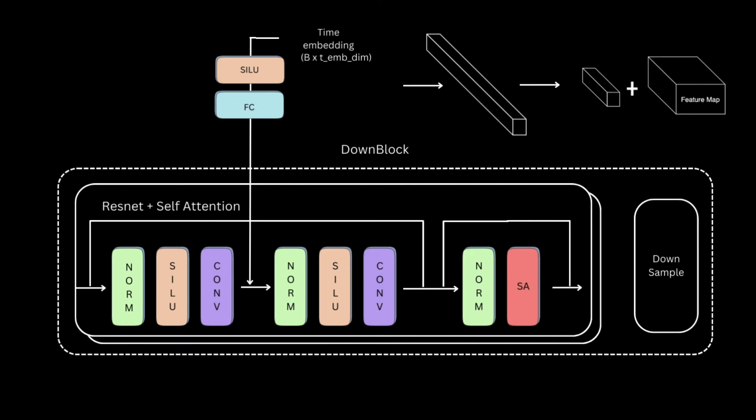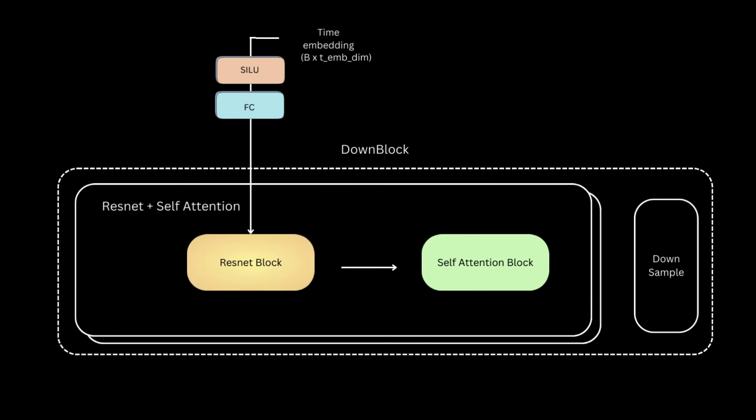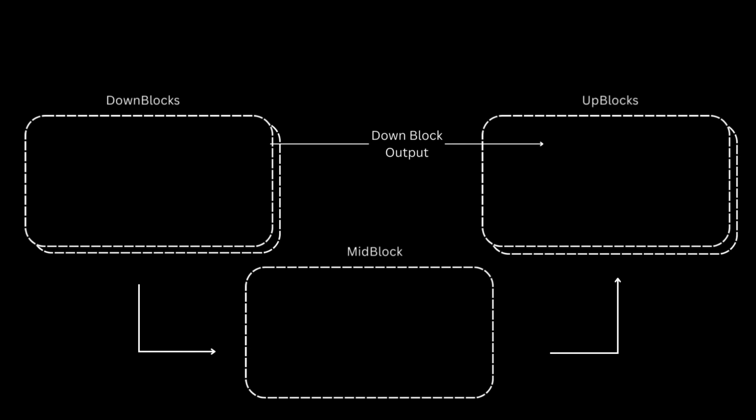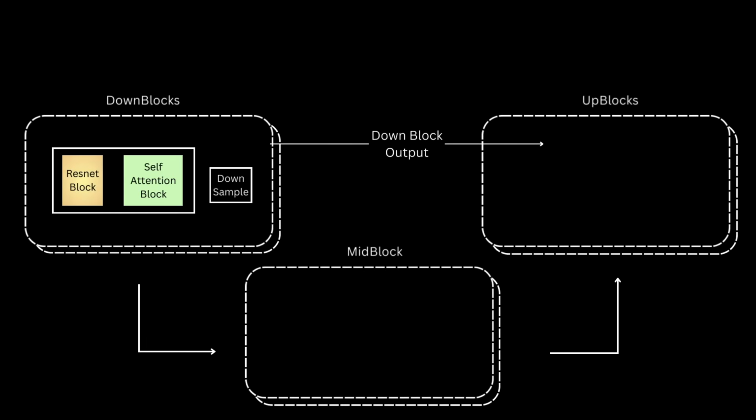Now that we have seen the details inside the block, to simplify, let's replace everything within this part as a ResNet block and within this as a self-attention block. The other two blocks are using the same components and are just slightly different. Let's go back to our previous illustration of all three blocks. We saw that downblock is just multiple layers of ResNet followed by self-attention. And lastly, we have a downsampling layer.